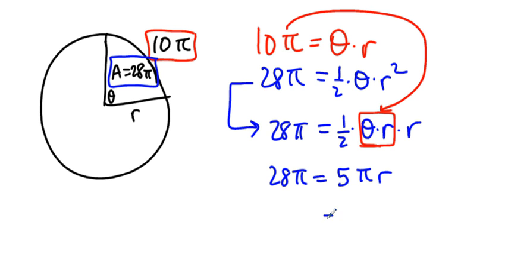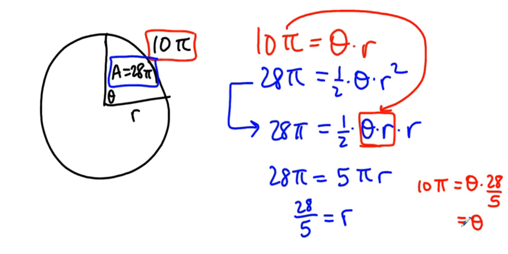And once I know that, r is pretty straightforward. That's not too bad. And once I know what r is, substituting to get theta is a piece of cake. 10 pi is theta times r, so theta is 50 pi over 28, and I'm sure that that reduces. Not too bad.